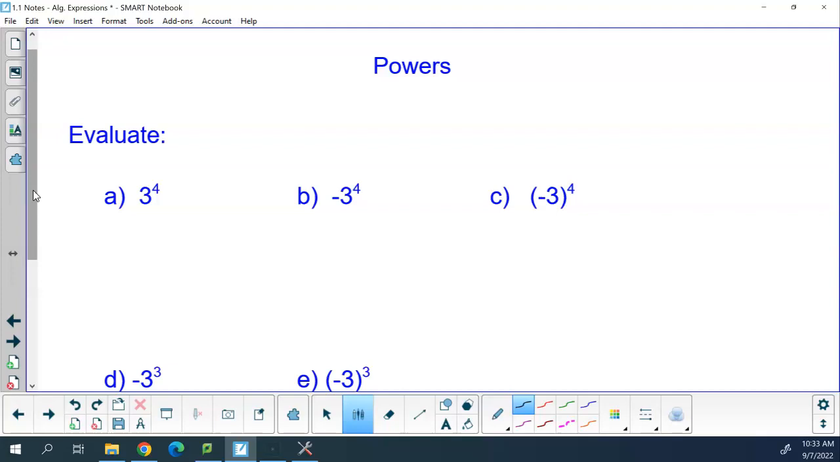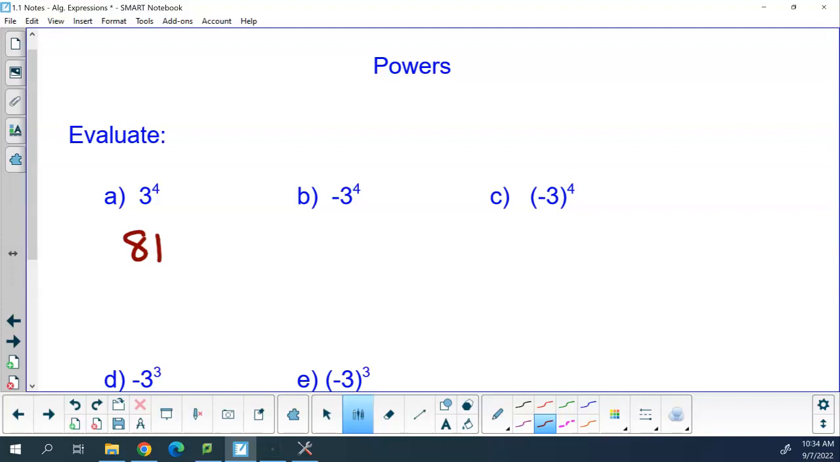So in the first one, side note, just so you're all aware, 3 to the 4th power is 3 times 3 times 3 times 3, which is 9 times 9, which is 81. So 3 to the 4th power would be 81. What is negative 3 to the 4th power? Written out as in letter B. 81, right? No, that's negative 81.